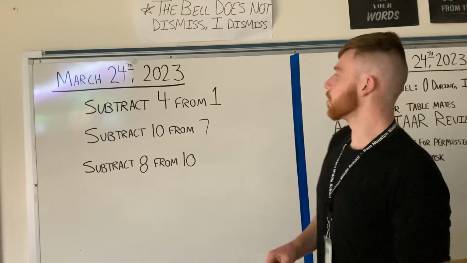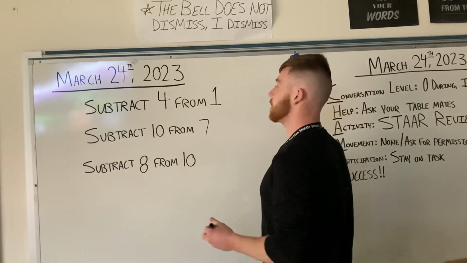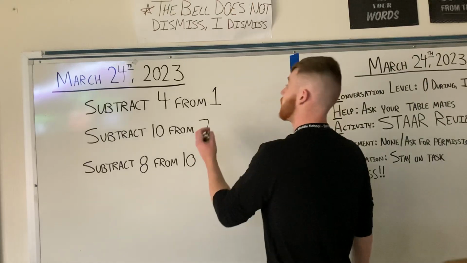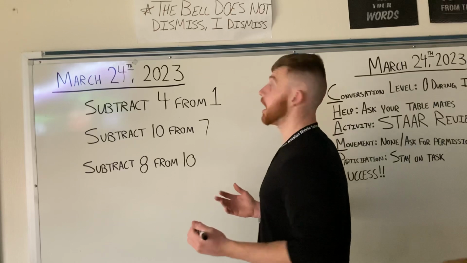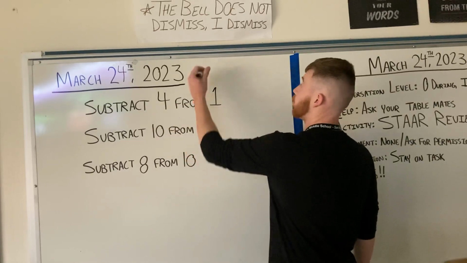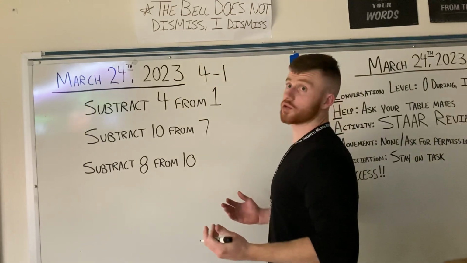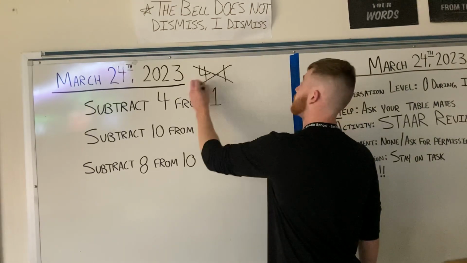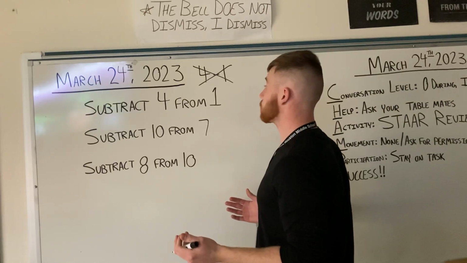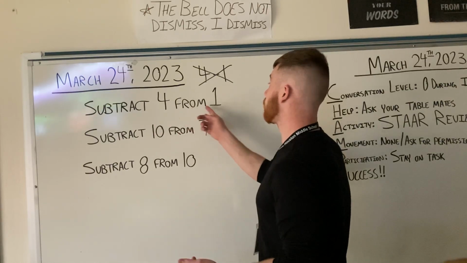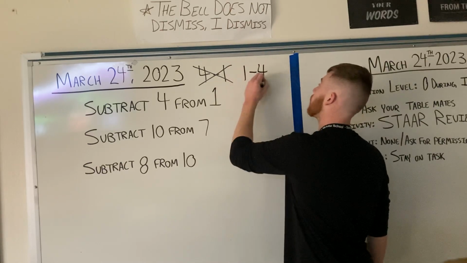So let's get started. Right here, it says subtract 4 from 1. Now, let me show you something. When I was in 6th grade, I used to think that if it said subtract 4 from 1, it meant this. Truth be told, that's not correct. Nope, that's not how you write it. Thing is, you actually write it in reverse. So if this says subtract 4 from 1, you would actually do it 1 minus 4.